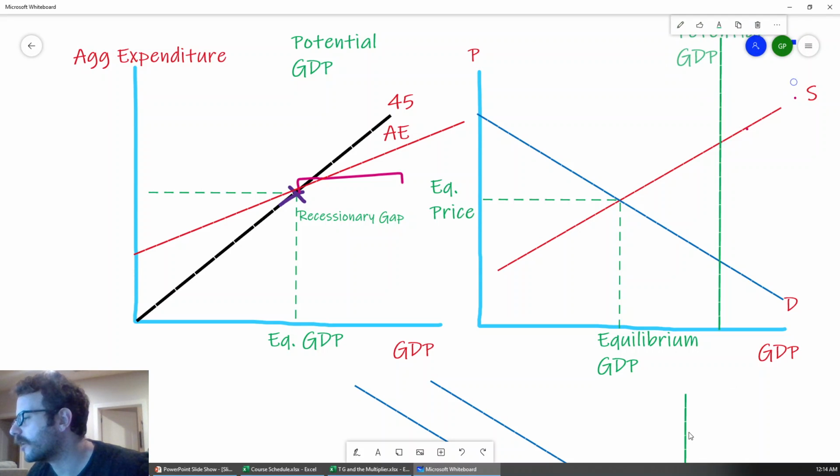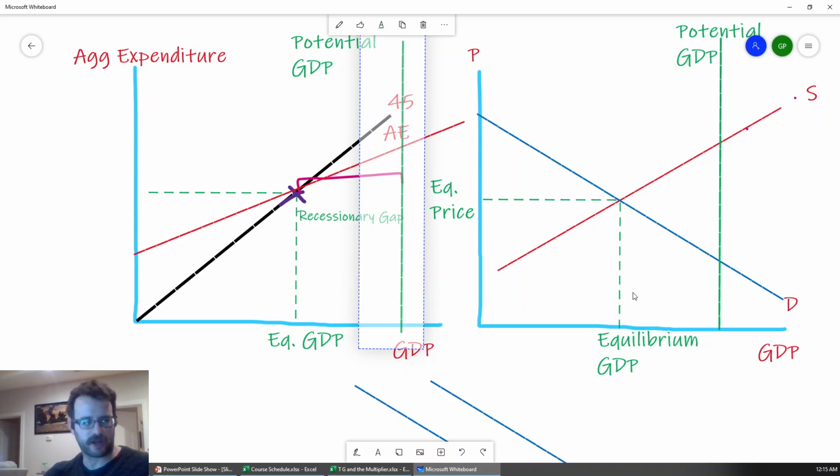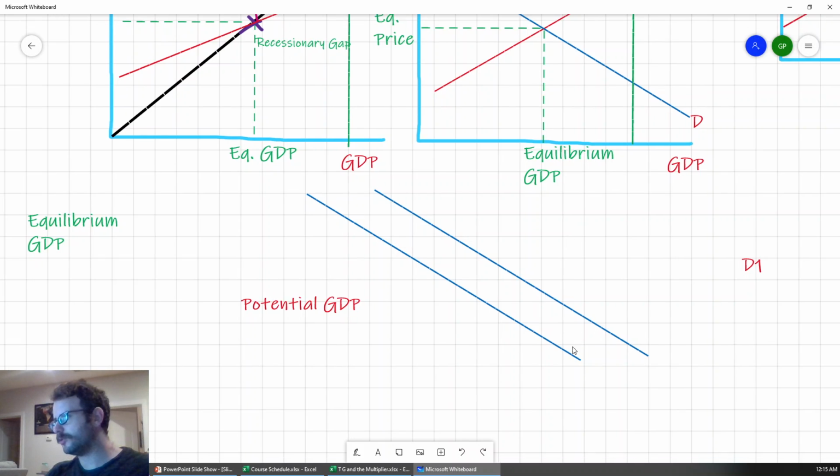Okay. So if this is our potential GDP, this is our equilibrium GDP in the ADAS model, aggregate demand, aggregate supply, you have the same recessionary gap. It's just going to be, do I have a little squiggly? Nope.